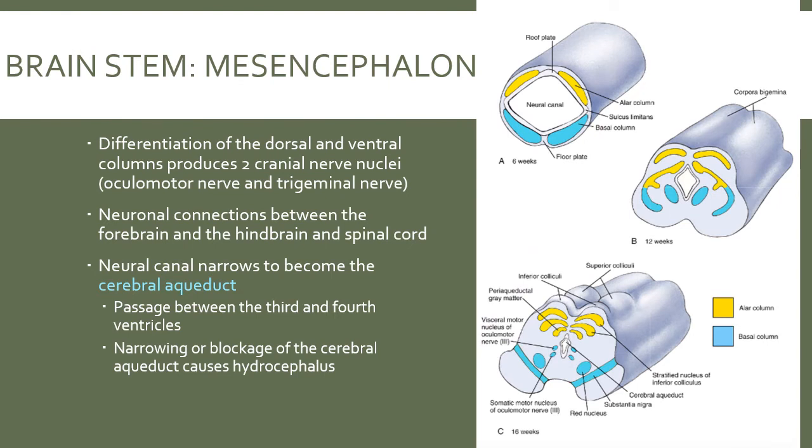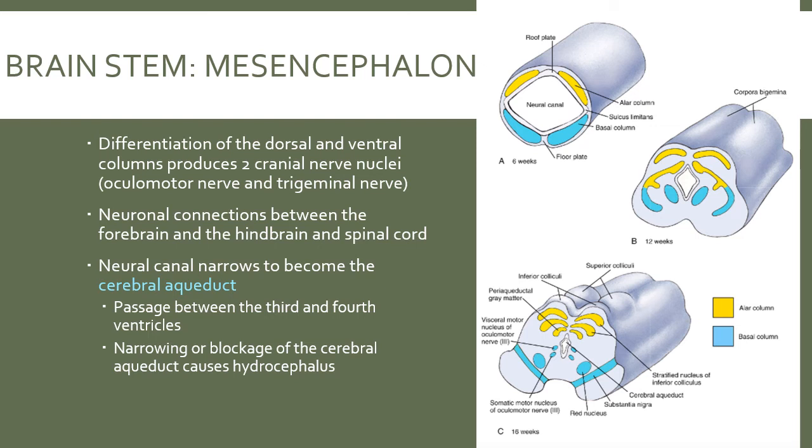Now, the mesencephalon. The mesencephalon, again, is the caudalmost end of the rhombencephalon that's closest to the spinal cord. It differentiates into dorsal and ventral columns that produce 2 of the cranial nerve nuclei, for the oculomotor nerve and the trigeminal nerve. Also through the mesencephalon, we see a lot of neuronal connections between the forebrain and the hindbrain and the spinal cord. So again, in this midbrain region, everything that wants to go from the hindbrain and the spine up into the brain and then back down again passes through here.